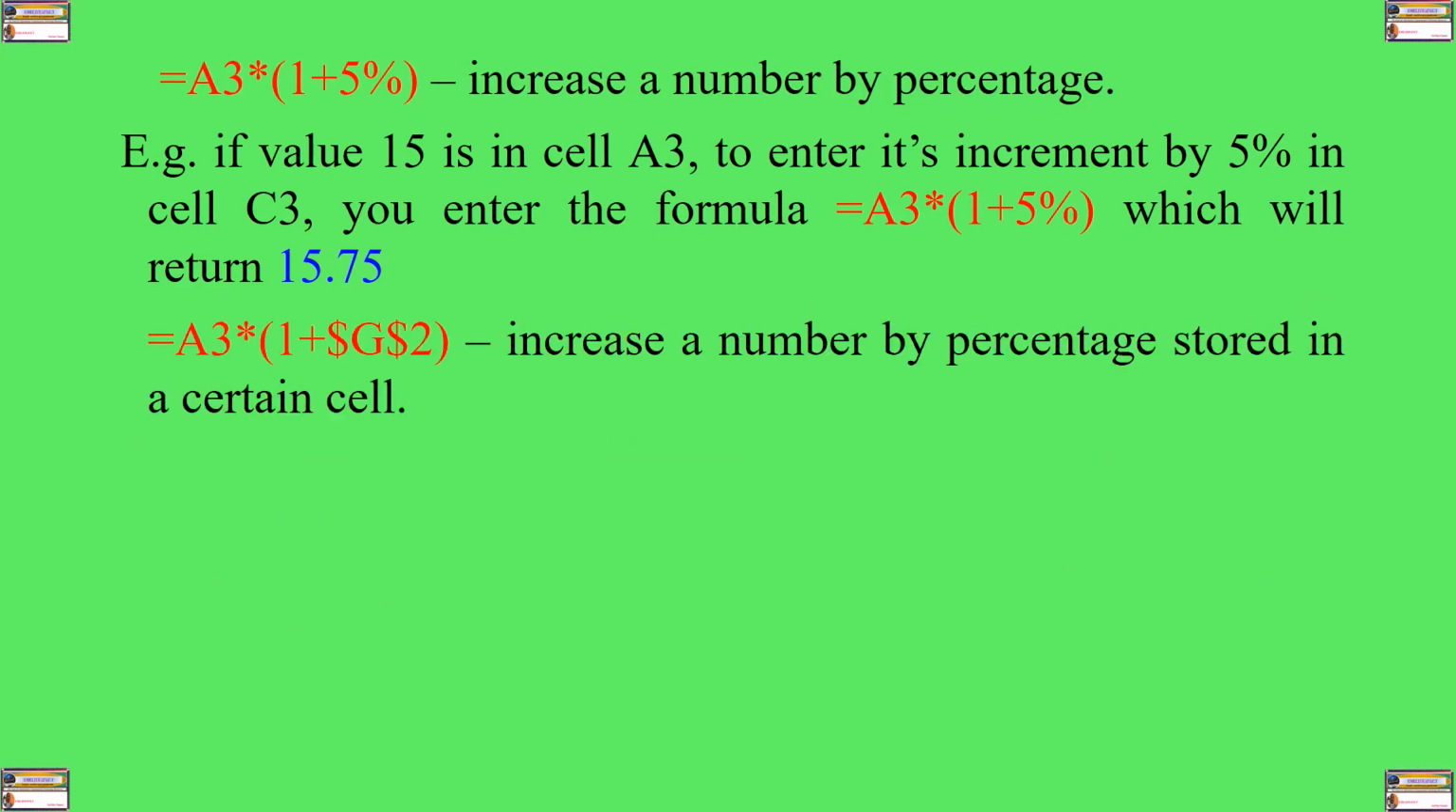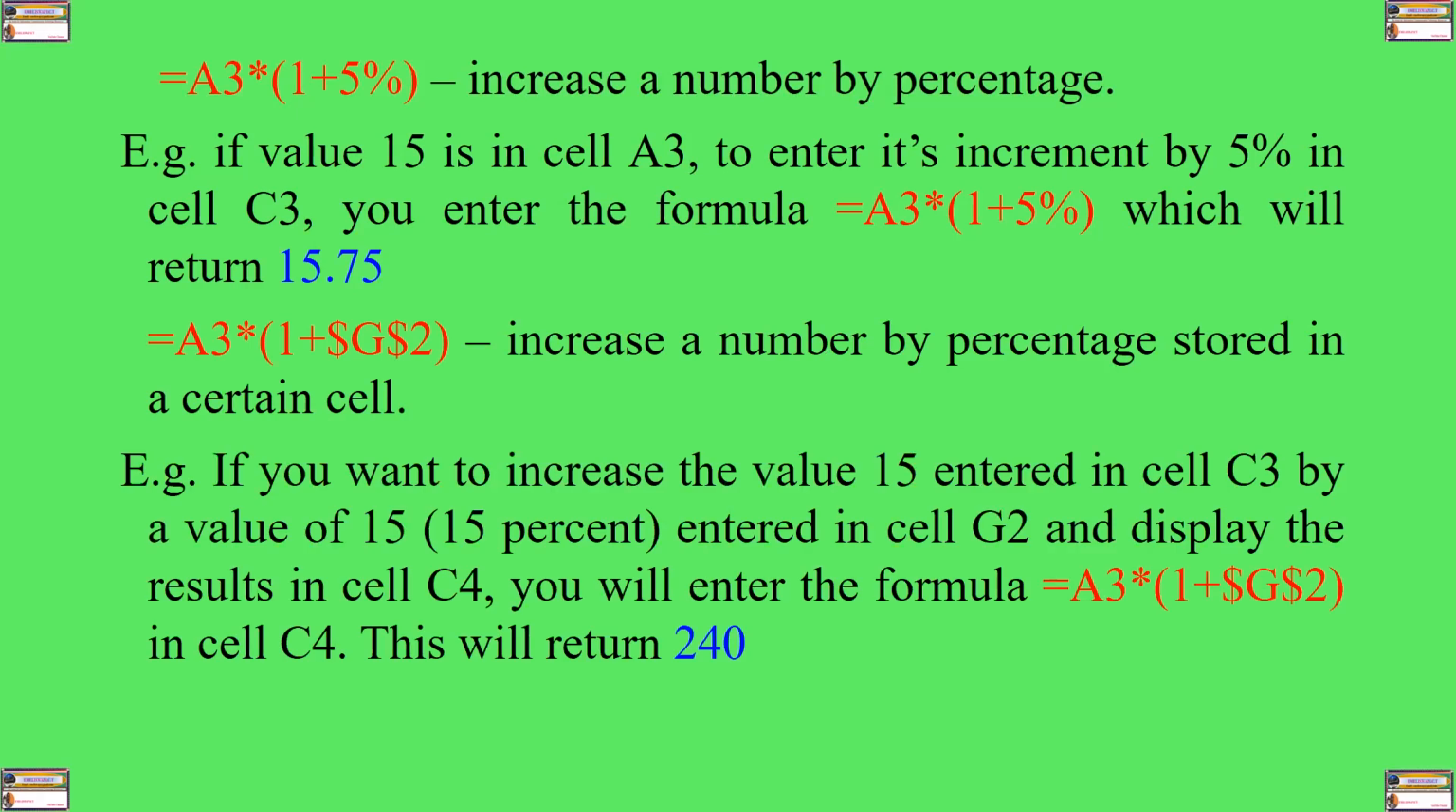If you have another formula like equals to A3 times opening parenthesis 1 plus $G$2, it will increase a number by a percentage stored in a certain cell. For example, if you want to increase the value 15 entered in cell A3 by 15%, entered in cell G2, and display the results in cell C4, you will enter the formula equals to A3 times opening parenthesis 1 plus $G$2 closing the parenthesis in cell C4, and such will return 240.